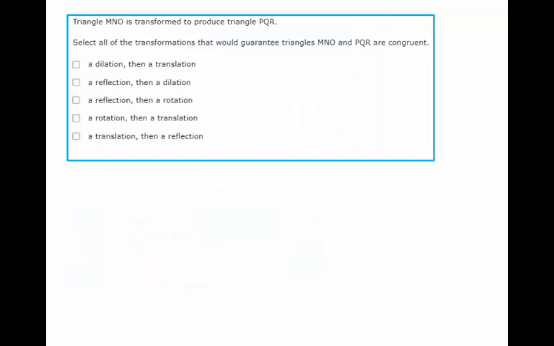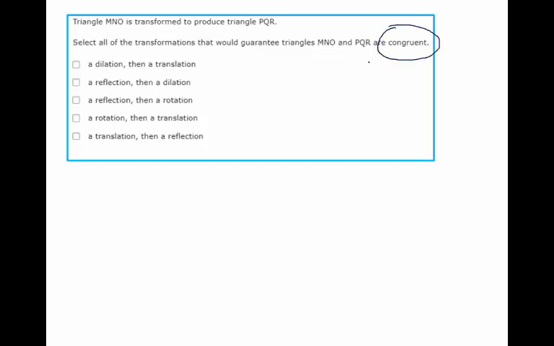Okay, this one should be probably about number 20, maybe the last, or no, this is 19, probably the second to last one. So with this one, it says triangle MNO is transformed to produce triangle PQR. Select all of the transformations that would guarantee that triangles MNO and PQR are congruent. Alright, so at first you want to notice that there is no graph, but what you want to think about is this fact of being congruent.